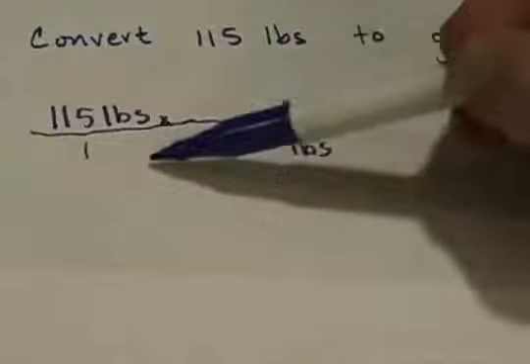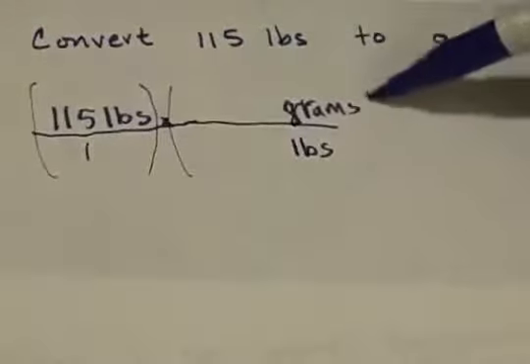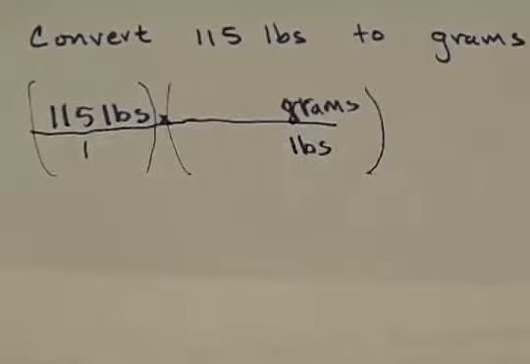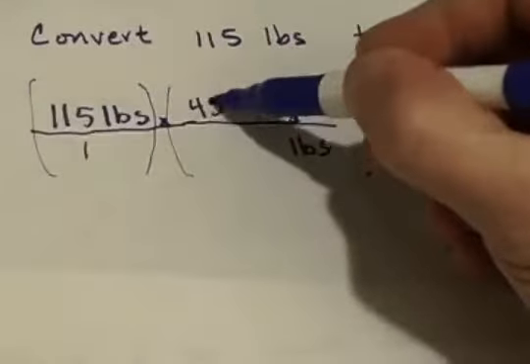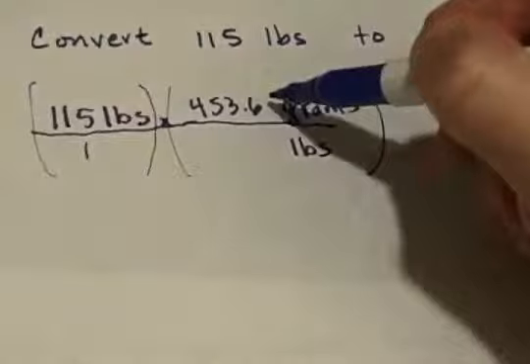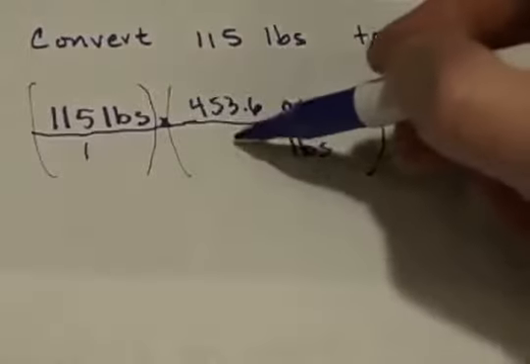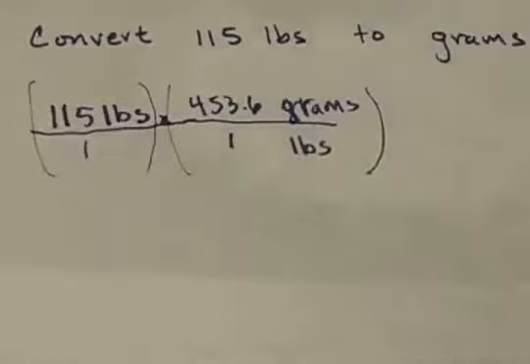If it helps you to remember that, hey, this is a fraction just like this is going to be a fraction, go ahead and do that. Now we use our conversion factor that we looked up in the back of the book. And in the back of the book, it told us that there were 453.6 grams. So put 453.6 grams in there in 1 pound. So put the 1 next to the pound.